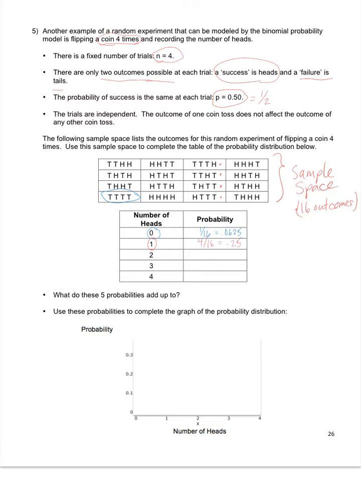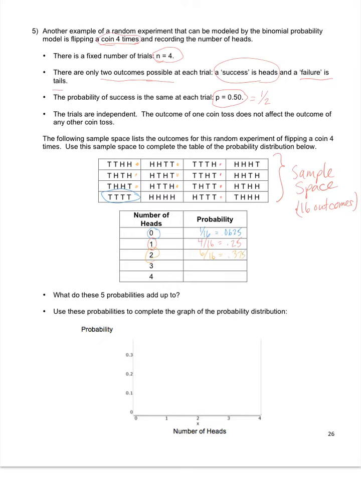And then let's look at the next one. So we got two heads. That is right here, here. Oops, and I missed that first one. Here, here, and here. There were 6 of them. So 6 out of 16, which is 0.375.